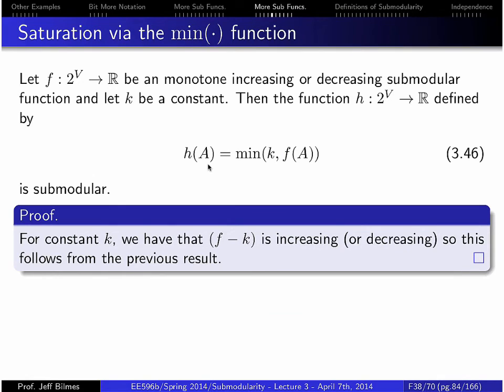Okay, so why is this the case? Well, for constant k, we have that f minus k is either increasing or decreasing. So this follows immediately from the previous result. Because remember, we said that this is a monotone increasing or a monotone decreasing submodular function.